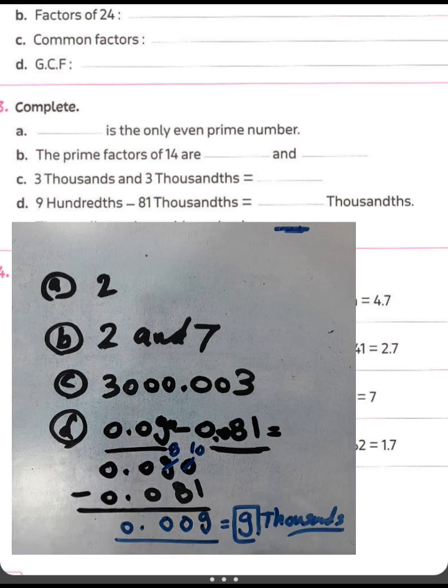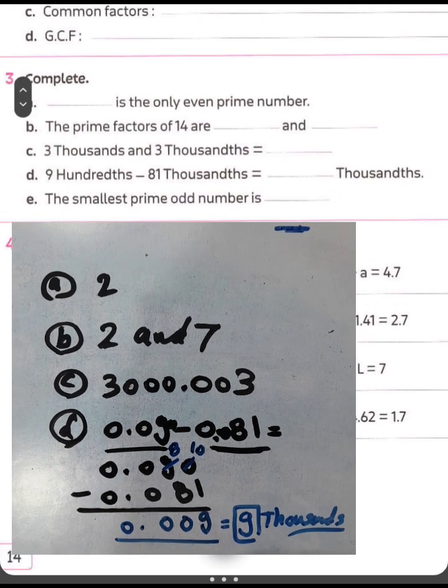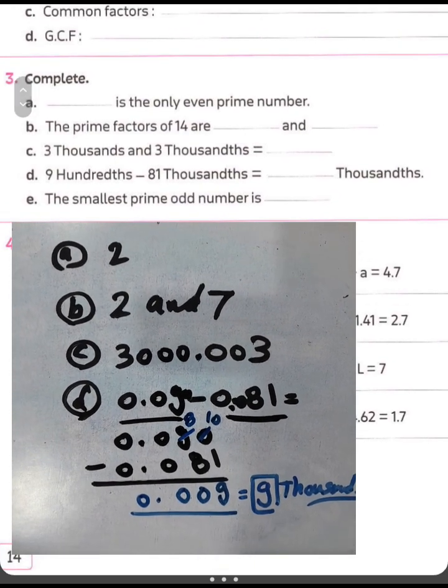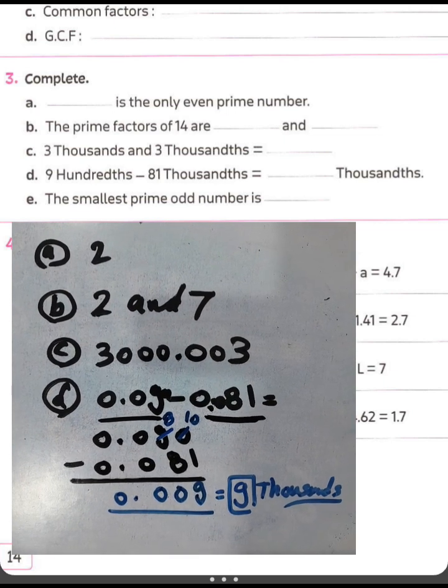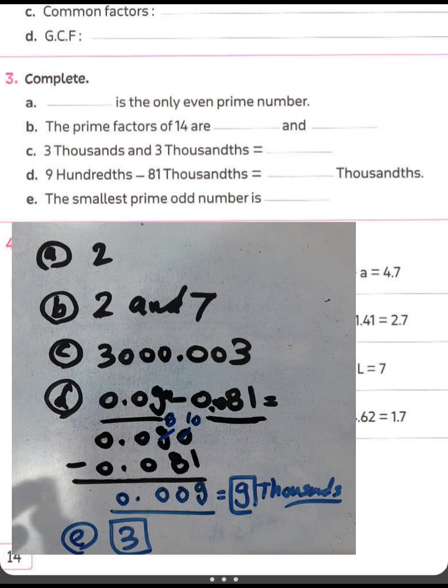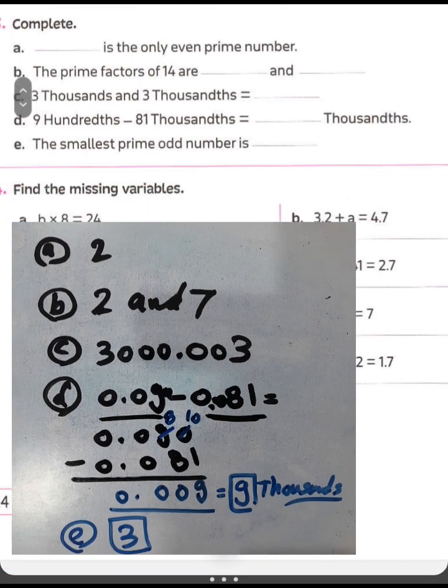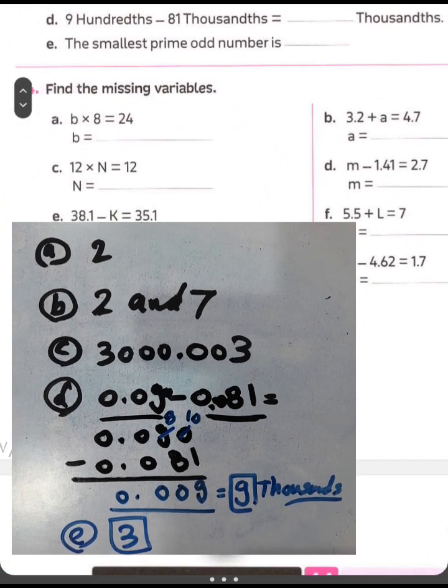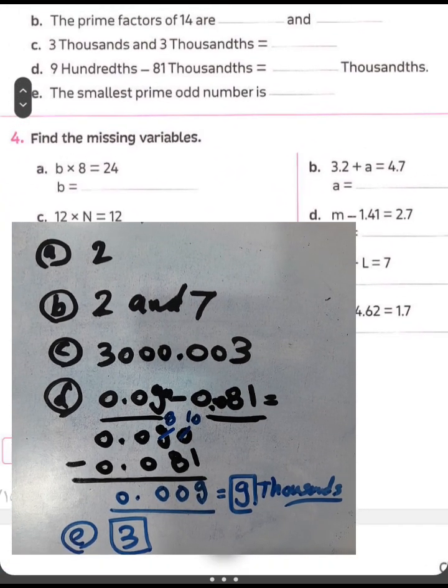Okay, question letter E. The smallest prime odd number is what? It is 3. The smallest prime odd number will be 3. You know the prime numbers: 2, 3, 5, 7, 11. We know any prime number has only 2 factors. It can be divided by itself and 1 only. Understood, my students?